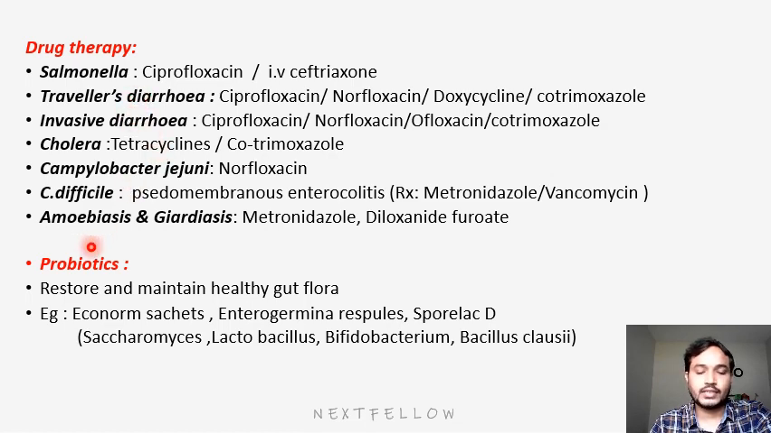Next is probiotics. Probiotics will mostly be used in acute diarrhea. They will restore and maintain the healthy gut flora. What are those? Econorm sachets, Enterogermina respules, Porlac D. These are our intestinal bacteria that we are giving as supplements. Examples are Saccharomyces, Lactobacillus, Bifidobacterium, Bacillus clausii. These are intestinal, healthy bacteria. They are useful for food absorption and to maintain the healthy gut flora. So we will give them as supplements in acute diarrhea.